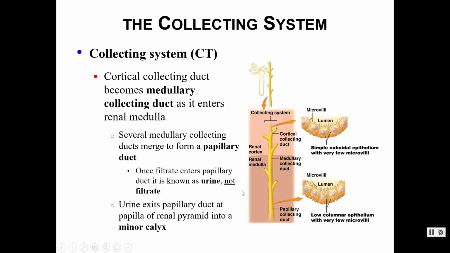Now, once filtrate enters into the papillary duct, this is urine. This is now officially urine. You cannot call it filtrate anymore. Once we leave the papillary collecting duct, we will move through the papilla into the minor calyx. We've talked about already from the minor calyx, we'll go to the major calyx, and then we'll go to the renal pelvis, and then into the ureters, to the bladder, to the urethra, out of the body.